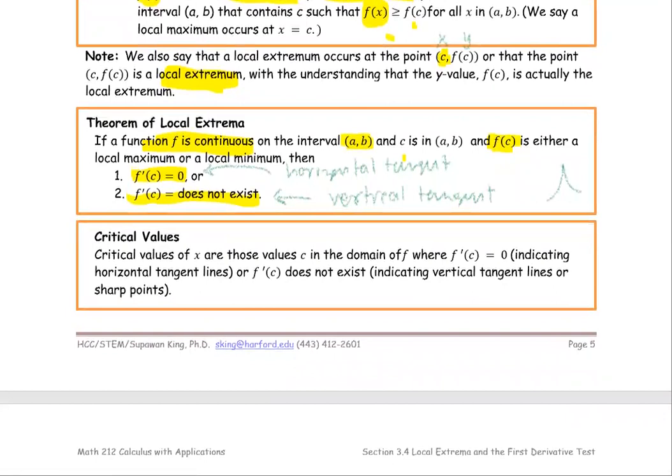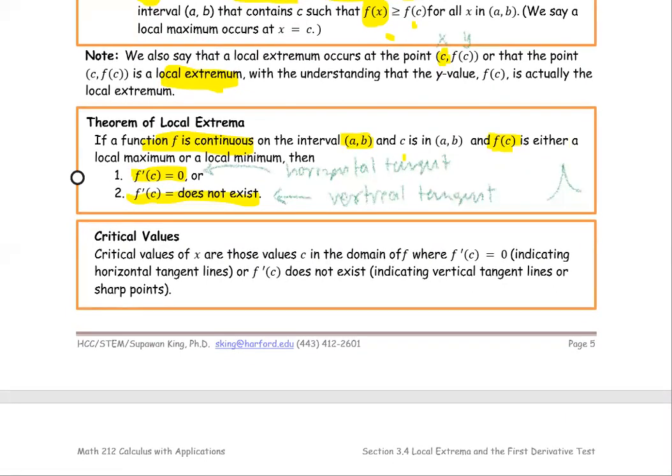Now, what does it mean by the critical values? The critical values of x are those values c in the domain where f prime is 0 or f prime doesn't exist. So you're going to find the derivative of the function and then consider two cases: the case where f prime is 0 and another case where f prime doesn't exist, and find the values c that satisfy either case. The value c is called the critical value.